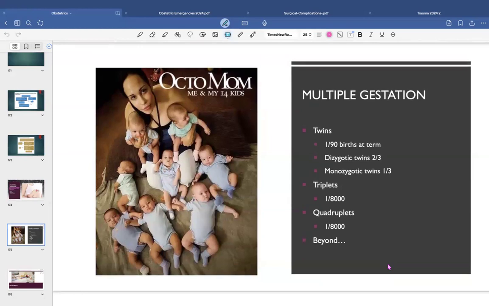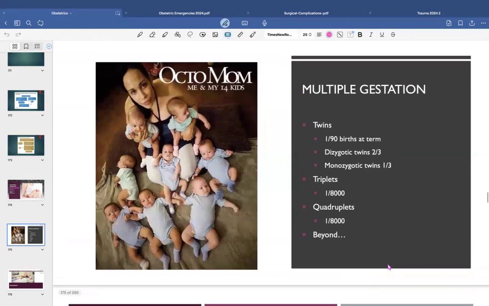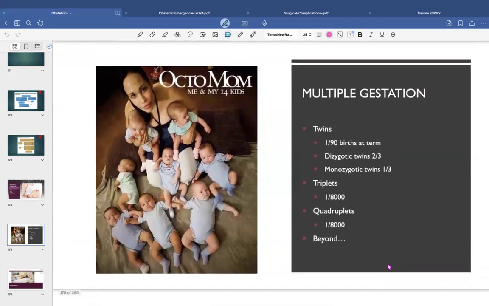You see Octomom there on the side, you might be familiar with her. Those babies are now 15 years old. She had in vitro to have them, as well as her other 6 children she had before the 8. So Octomom has 14 kids. She had in vitro and then had 8 babies.